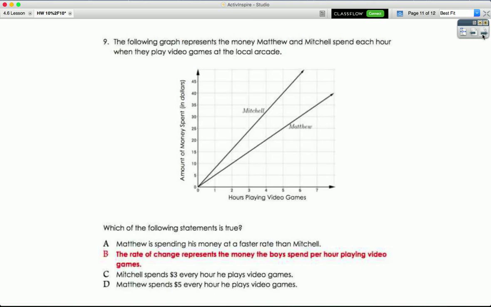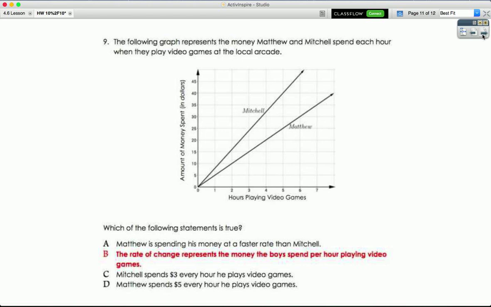Question number 9, the following graph represents the money Matthew and Mitchell spend each hour when they play video games at a local arcade. So paying attention to the labels on our axes, the y-axis is the amount of money spent in dollars, and they're counting by fives. The x-axis is the hours playing video games, and they're counting by ones. So watch out for that when we're looking at the rates of change. It says, which of the following statements is true?